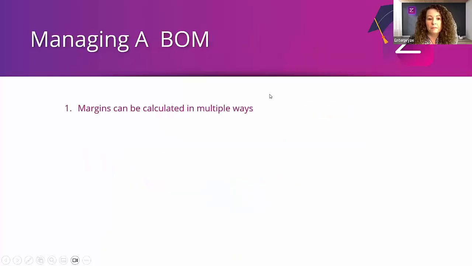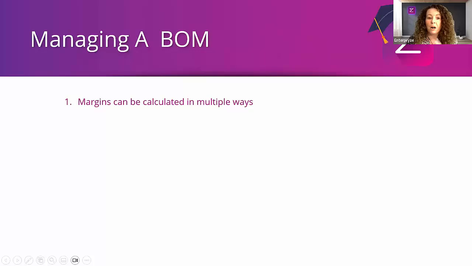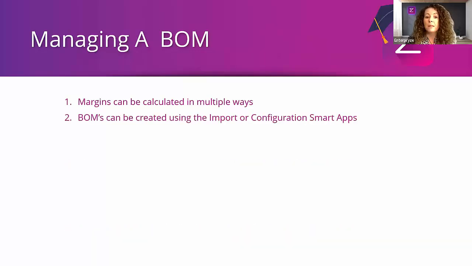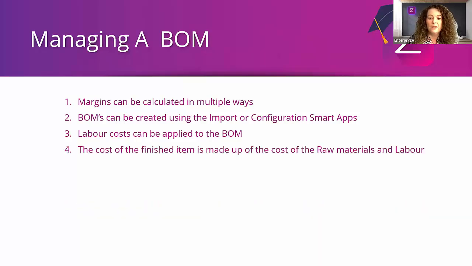So, managing a BOM. We saw that margins can be calculated in multiple ways. BOMs can be smart apps, as I've mentioned. Those Wise apps can be used to import the bill of materials and configure them as well, or to see where we have sufficient or insufficient stock. Labor costs can be applied, we know that. So we saw the finished item cost is made up of the raw materials and the labor.